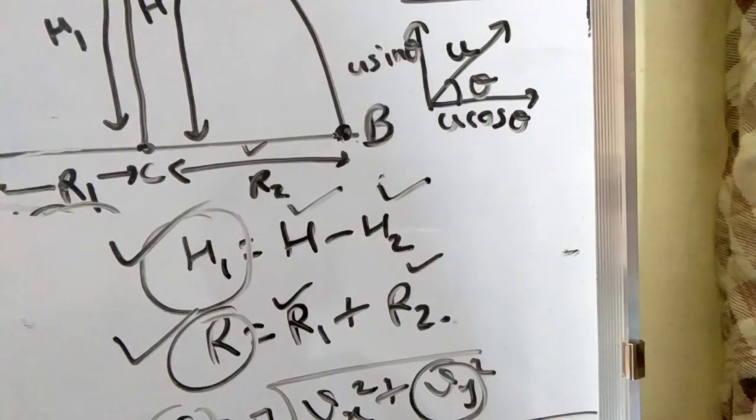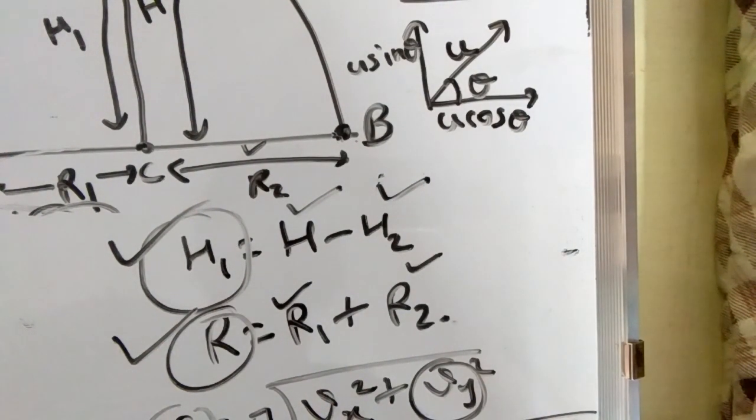So in this lecture we calculated all the values: the final velocity, height of the cliff, then range, and u, theta, and times t1, t2. So this is a very important application of projectile motion, and I hope you all enjoyed my video.